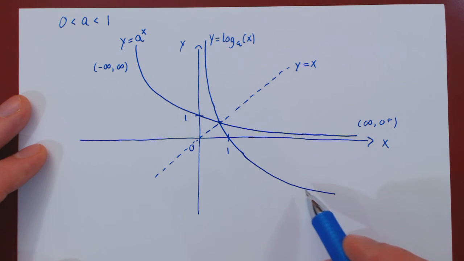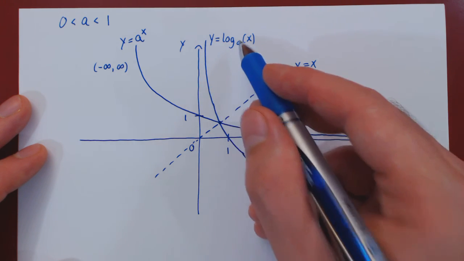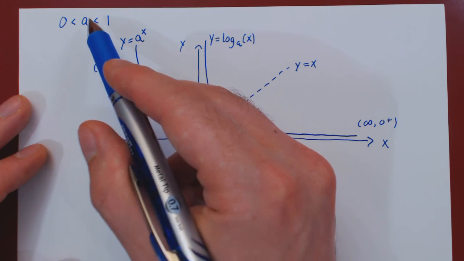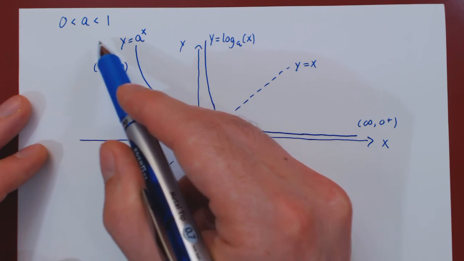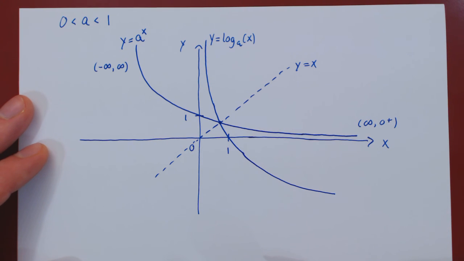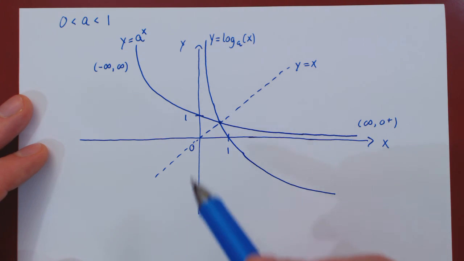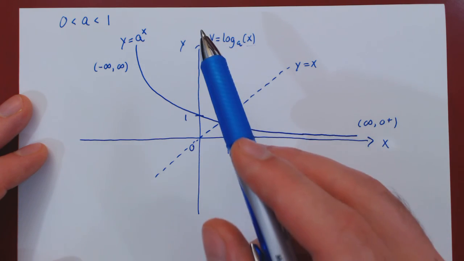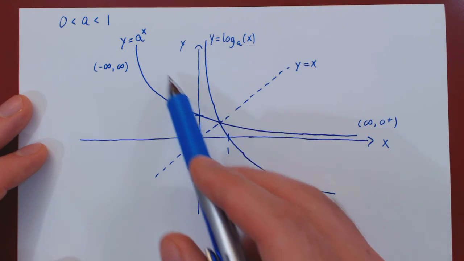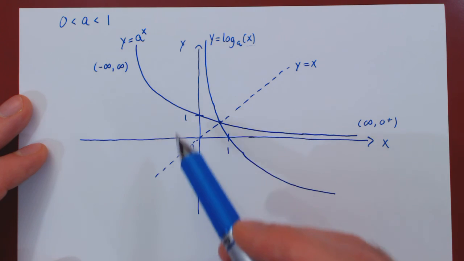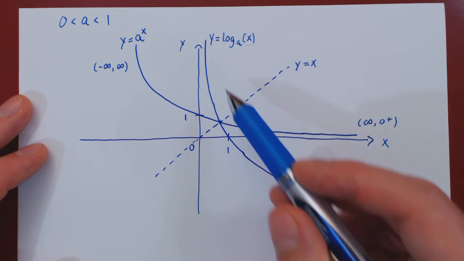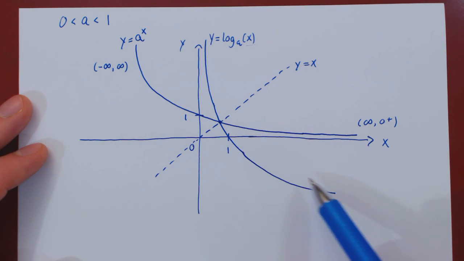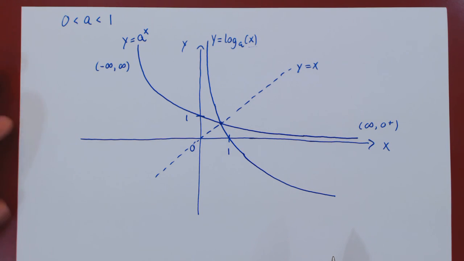And now we have the graph of the logarithmic function base a, when a is some positive real number that is strictly less than 1. So again, anytime you want to sketch a graph of a logarithmic function, if you are not sure, sketch a simpler graph of the exponential function, reflect about the line y equals x, and you obtain the graph of the desired logarithmic function. And that's it.